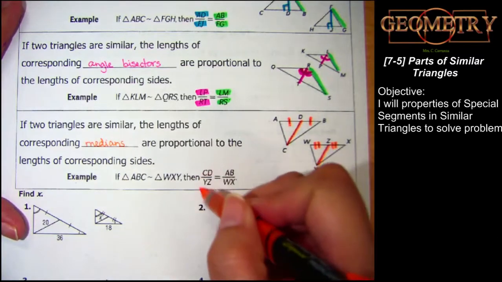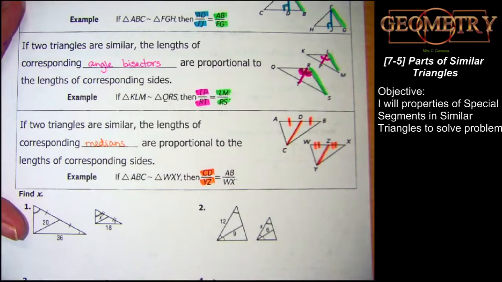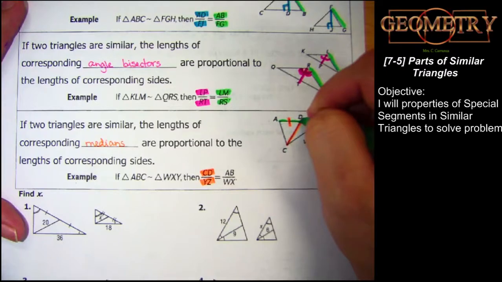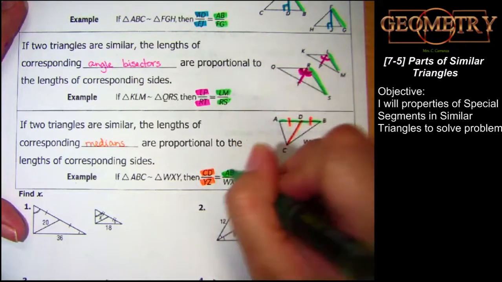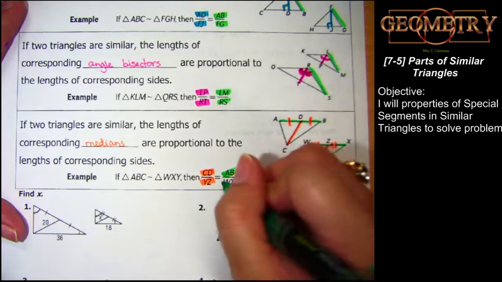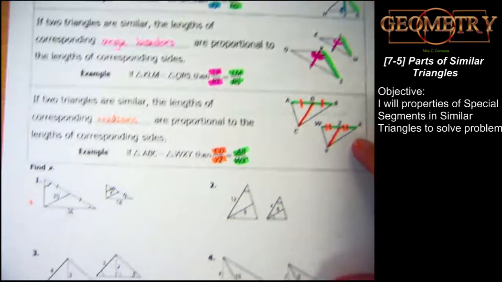Looking at our fraction, our proportion, notice that one fraction is made up of the medians. And the other side is made up of those corresponding sides. And again, it doesn't matter which of the sides that you've grabbed as long as they correspond to each other from one triangle to the other. Okay. Let's go ahead and work some examples.